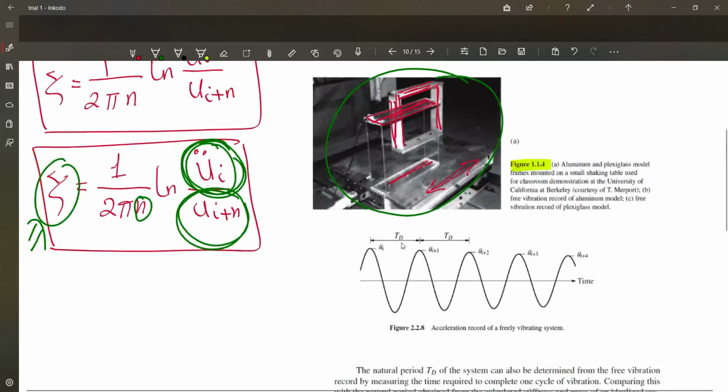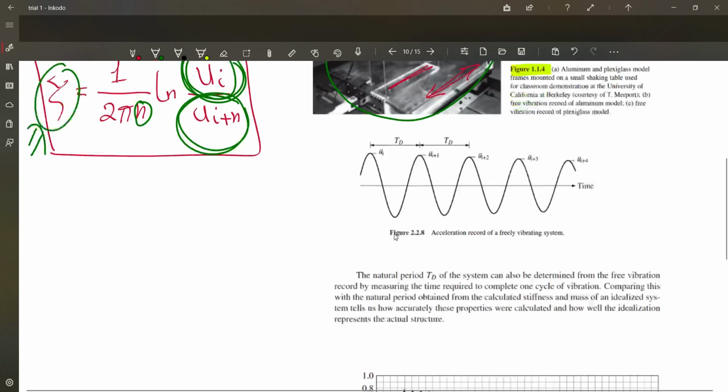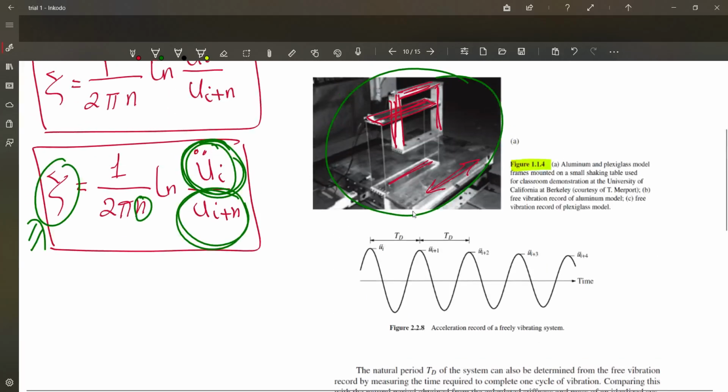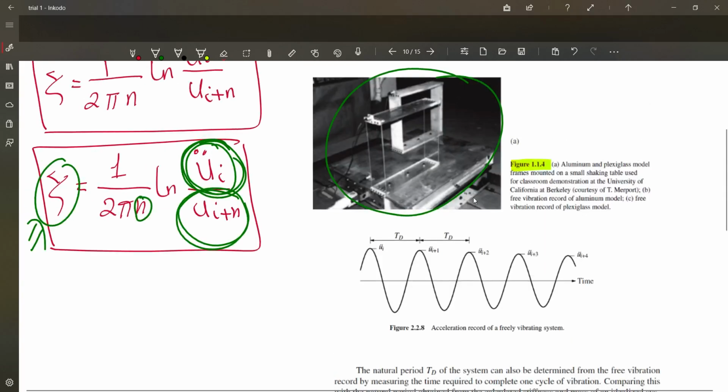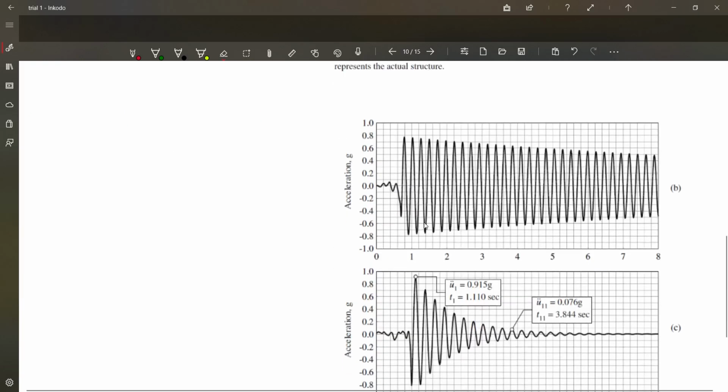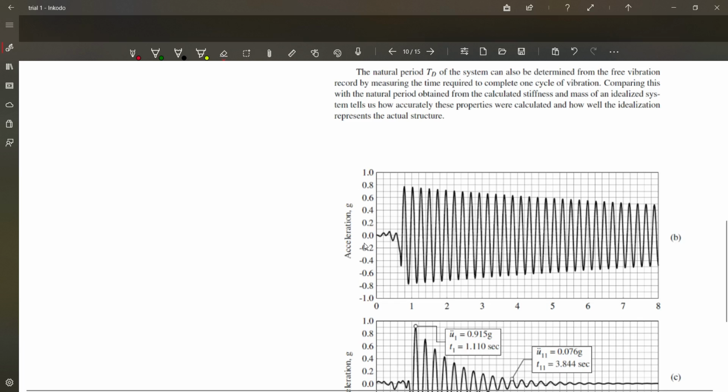Now if we look deeper into this, as I said, we have the plexiglass model and we have the aluminum model. Let's erase this part here. As you can see, this is the free vibration record of the aluminum model, which is this one, I guess. It is going to be here. This is the record of the acceleration.